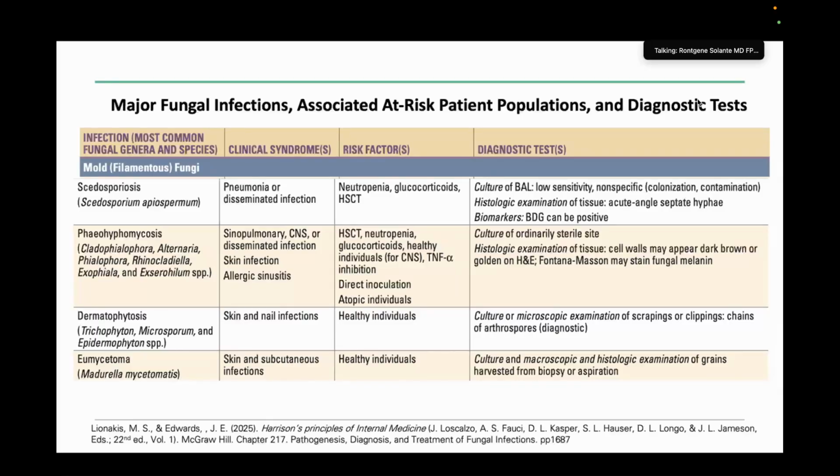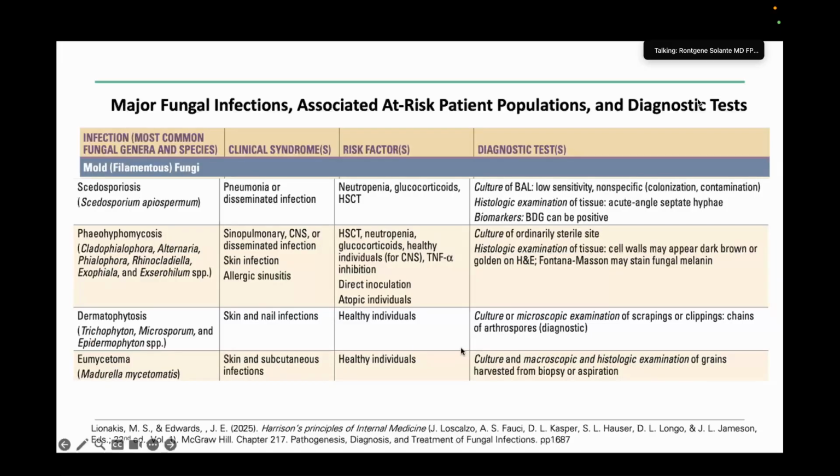Then we have also the two common skin and nail infections, the cutaneous type of fungal infections that are quite common even in healthy individuals. Which means that you don't need to be immunocompromised to get this infection. You have here your dermatophytosis. These are so common, like your trichophyton, microsporum, and your epidermophyton. And usually, dermatologists can really differentiate which among these is the cause of your dermatophytosis.